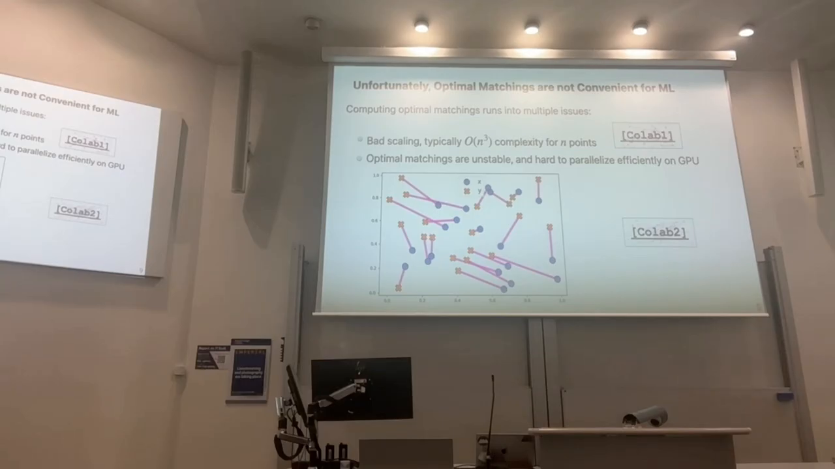So compared to n factorial, of course, n cubed is tiny, but n cubed is way too large for most large scale applications that we have. The other reason why the Hungarian approach might be a bit tricky to play with is because it's inherently a combinatorial approach. It's very unstable.